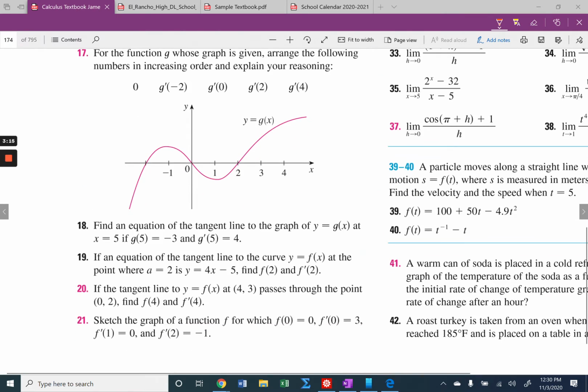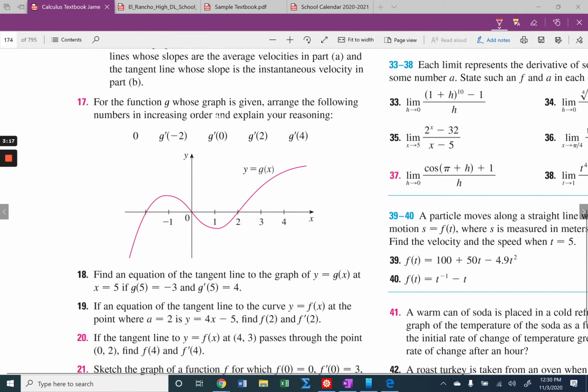Number 17 is next on the list. It says for the function g whose graph is given, arrange the following numbers in increasing order and explain your reasoning. So we want smallest to largest. 0 is just the number 0, so that's wherever. Let's see what g prime of 2 is. What you have to do is you have to interpret what that means graphically.